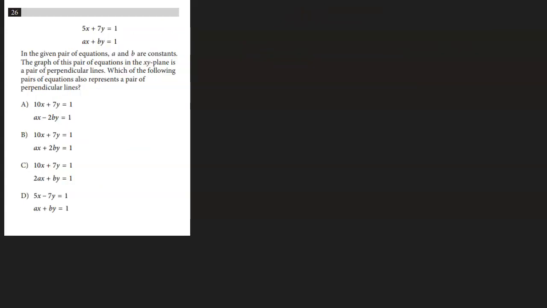All right, number 26. In the given pair of equations, a and b are constants. The graph of this pair of equations in the xy plane is a pair of perpendicular lines. Which of the following pairs of equations are also represented by perpendicular lines? Perfect. Sweet, so that's a big hint for where to go.